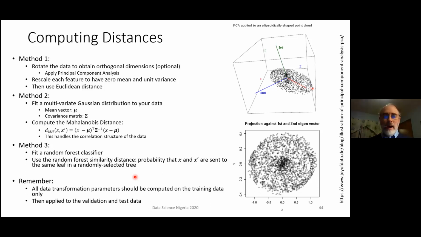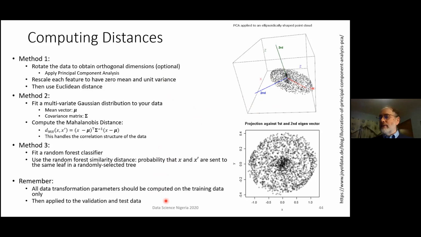And I like this method because it can work with discrete data as well as continuous data, and also it can deal with higher order interactions. Gaussian approaches can only look at pairwise interactions. But you have to remember that any of these transformations that you do on your data are part of the training process and should be computed on the training data only, and then applied to the validation and test data.